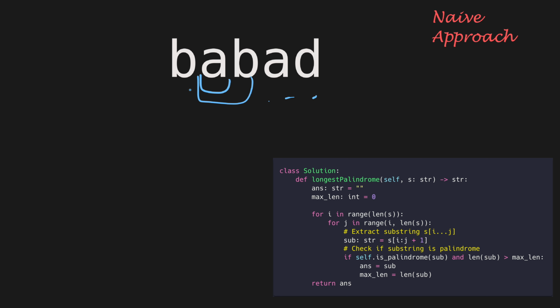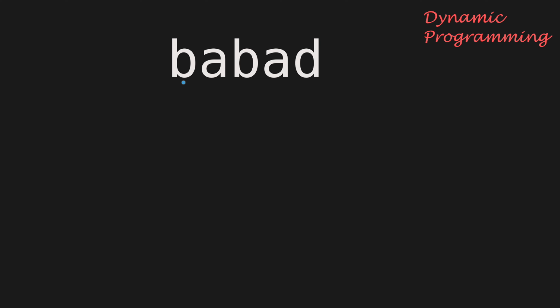Now, even though this approach works, the time complexity to generate all substrings will be O of n square, where n is the length of the input string, since we are running two nested loops. And furthermore, for each substring, we check if it is a palindrome or not, which takes O of k time, where k is the length of the substring, and in the worst case, k will be equal to n. Hence, the overall time complexity will be O of n cube, which is super high. So how should we improve on the brute force?